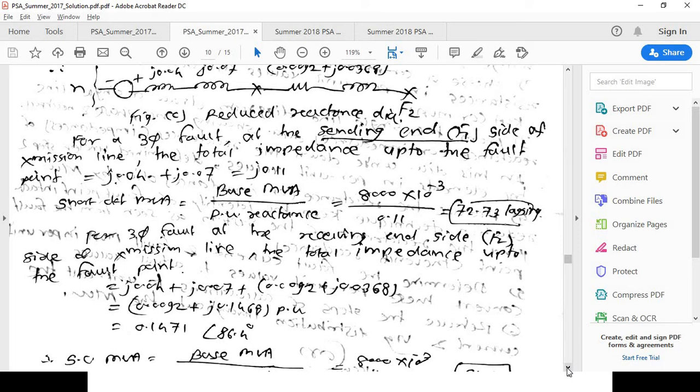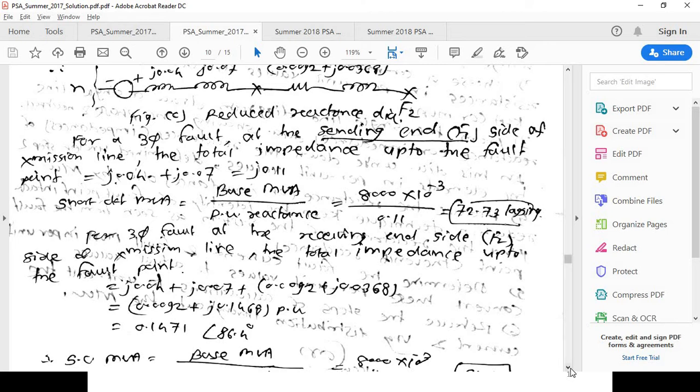Now for a three-phase fault at the receiving end side of the transmission line, the total impedance up to the fault point is, we have to consider the total impedance, that is j0.04 plus j0.07, then we have to add this transmission line impedance also, which is 0.0092 plus j0.0368. So you will get the total impedance 0.147 at an angle of 86.4 degrees. Thus, where the location is given, up to that location we have to calculate the fault impedance, and then you have to utilize it for calculation of short circuit MVA.